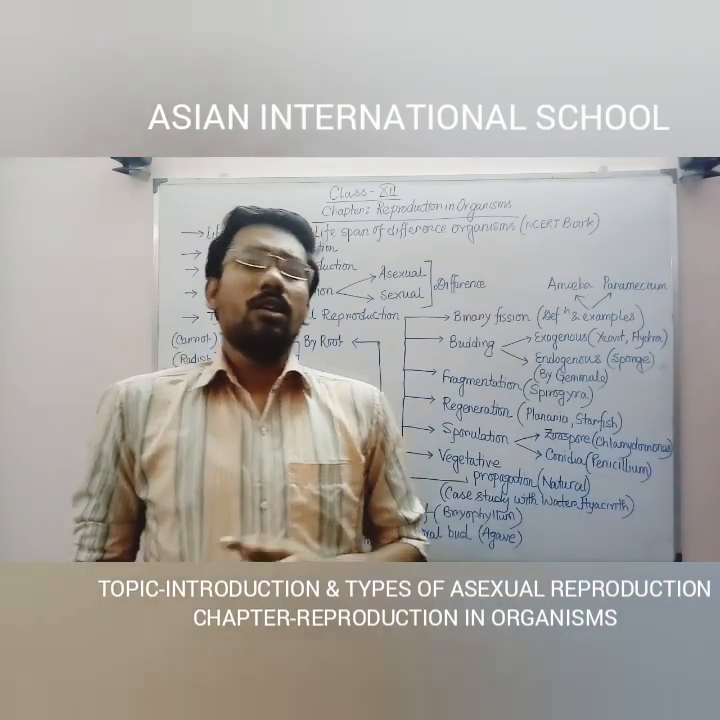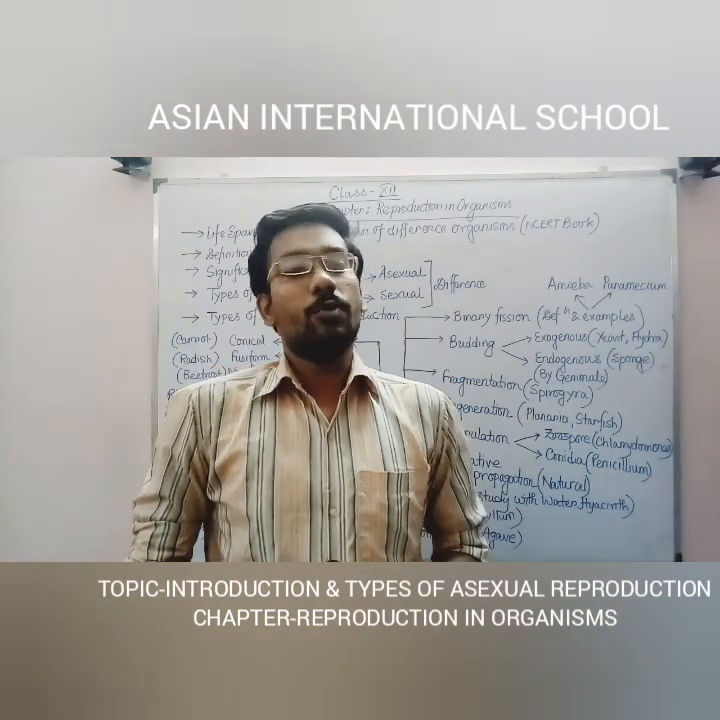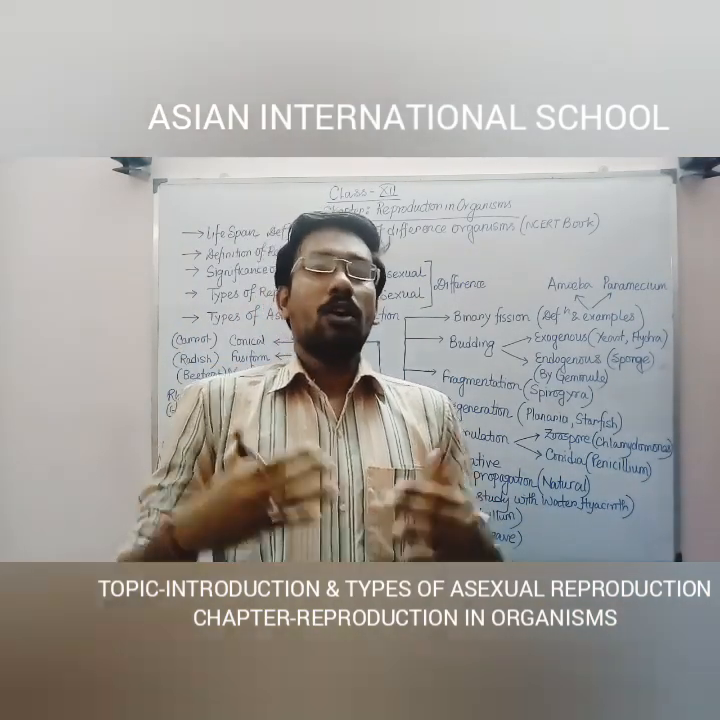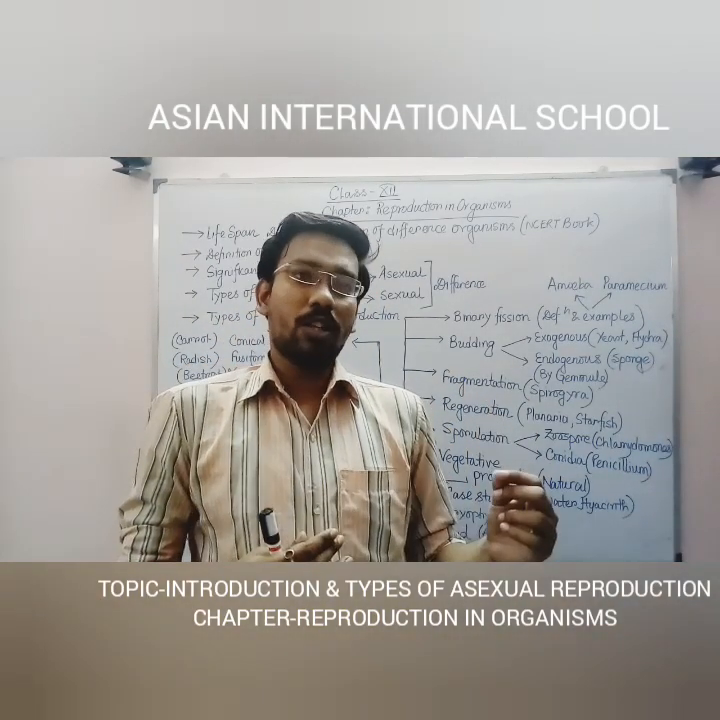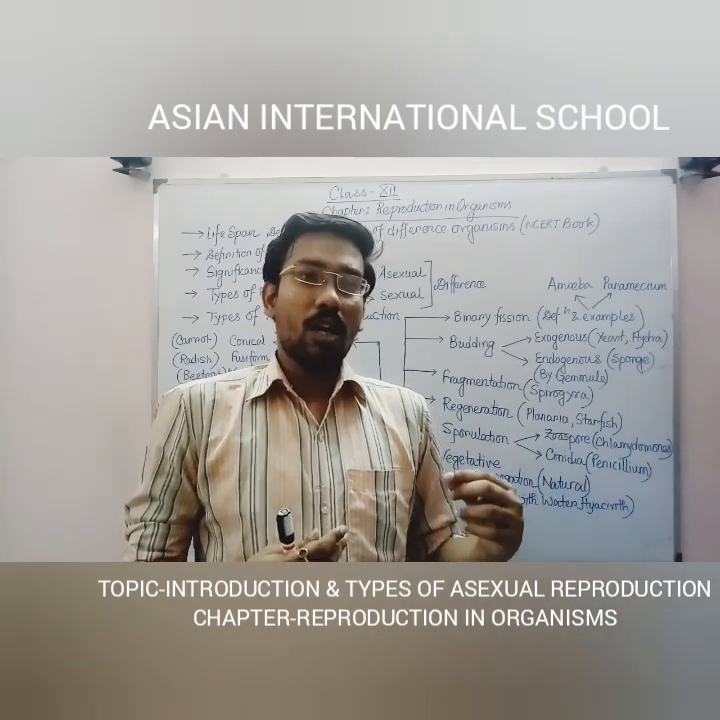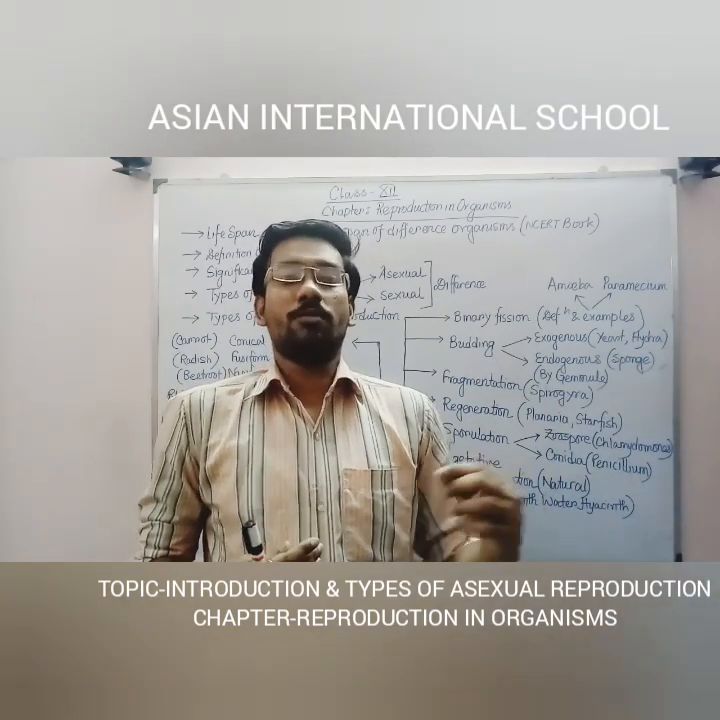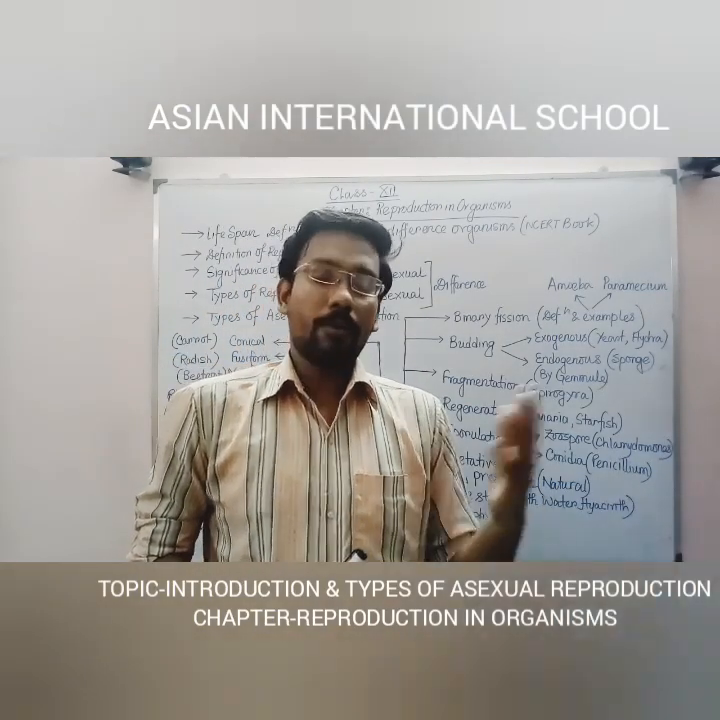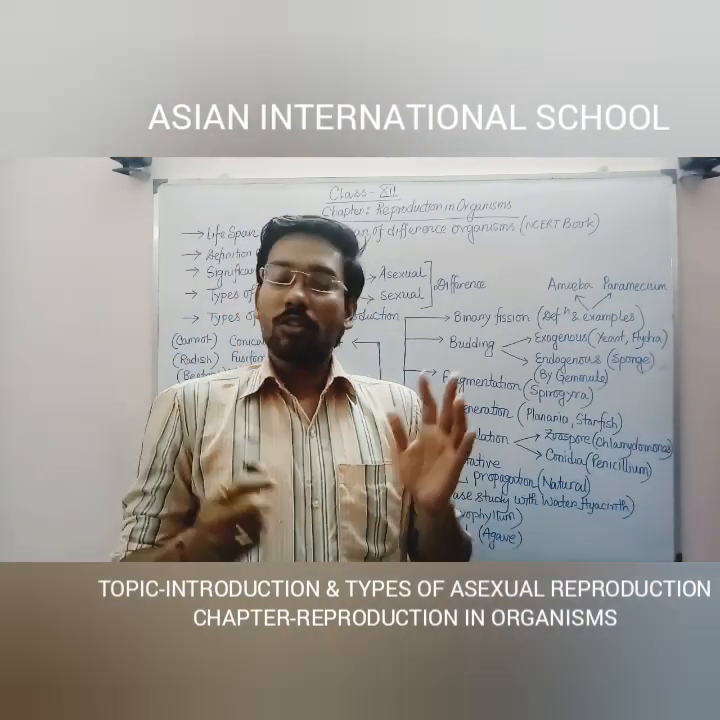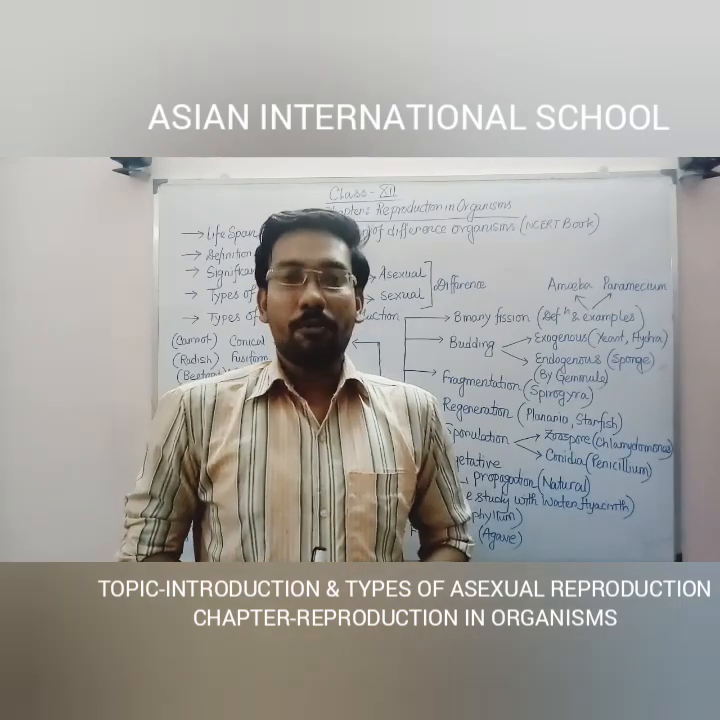This lifespan will obviously vary from organism to organism, but for each and every organism there should be a range. That means from this many years to this many years, or from this many months to this many months, or from this many days to this many days the organism can survive, maybe an animal or maybe a plant. That is considered as lifespan.